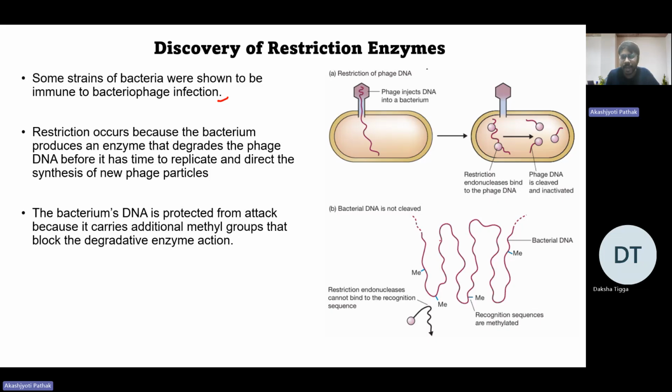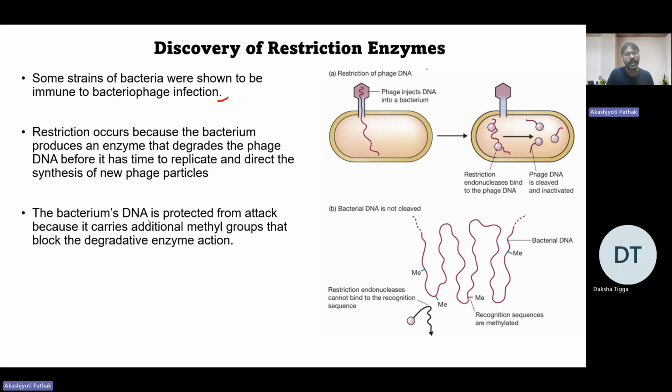You see here, this is the bacterial DNA or bacterial genome, and in the bacterial genome there are certain nucleotides which are methylated. The nucleotides in the recognition sequences of the restriction endonucleases are methylated, mainly the adenine nucleotides. As a result, the restriction enzyme cannot recognize these sites, and cannot act on these DNA molecules and cleave them.